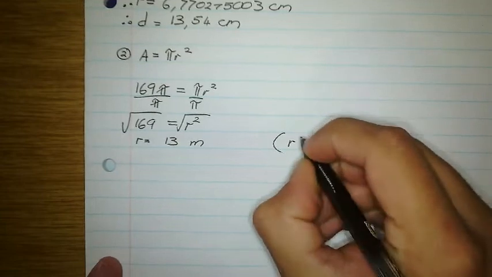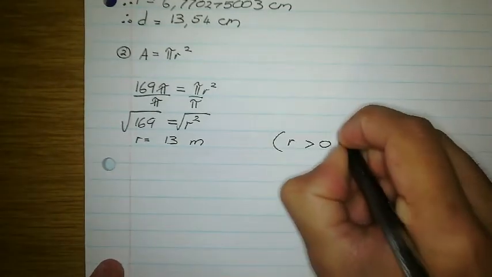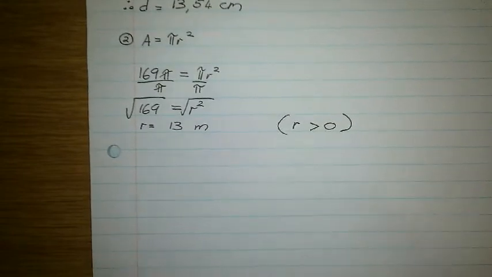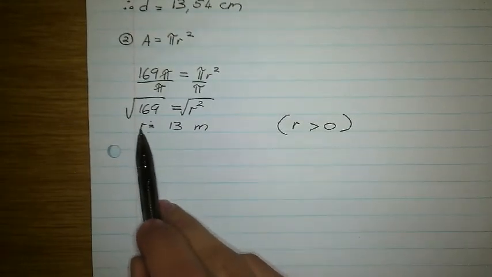Your radius should always be bigger than 0 because you can't have a negative radius. Alright. Now I've got the radius. That is what I wanted.